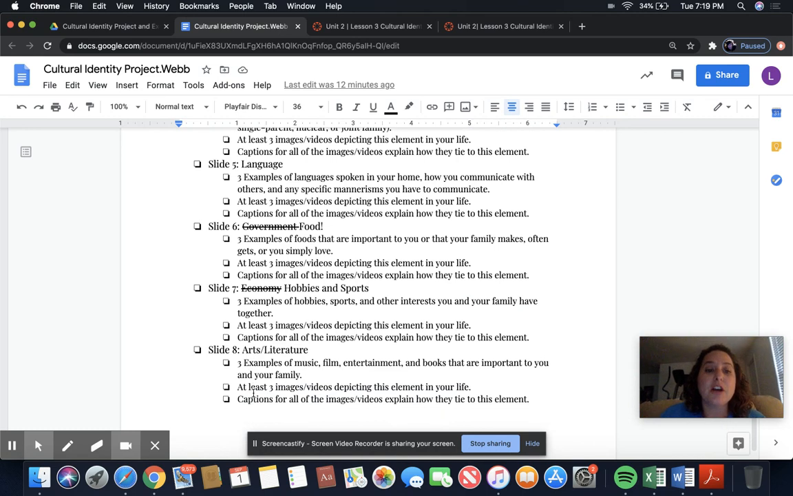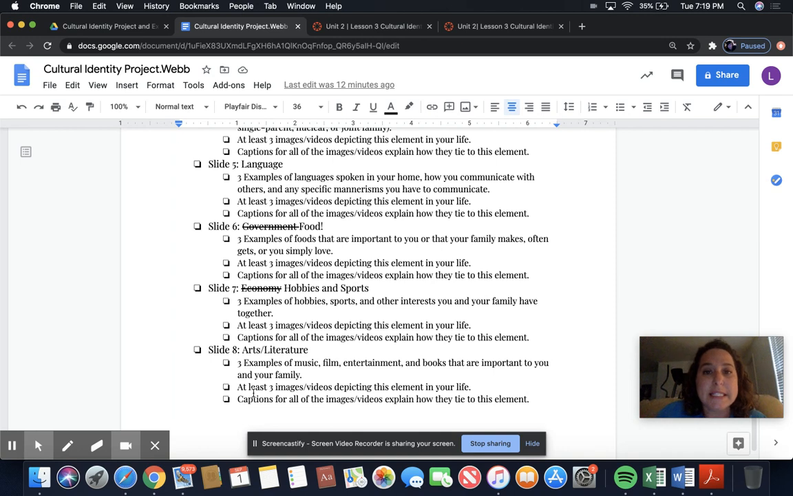Slide 5, 3 examples of languages spoken in your home, how you communicate with others, and any specific mannerisms you have to communicate. Remember, I am very expressive with my hands and with my facial expression, so this would be something that I would definitely include on the language slide for me. I would also probably include that emoji game that I told you guys about that my family and I play. I would definitely use that to explain in my presentation for you guys. So that was slide 5.